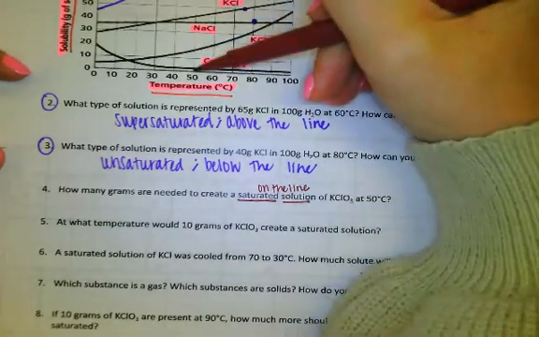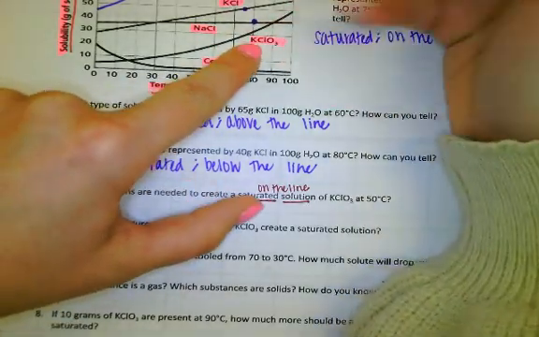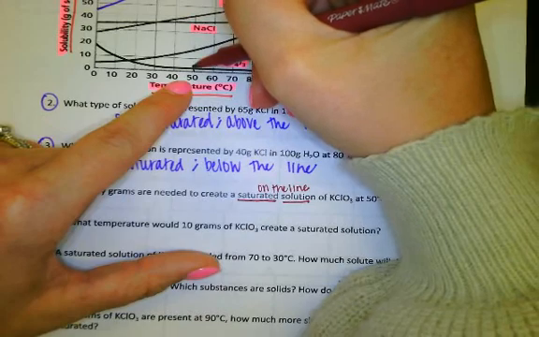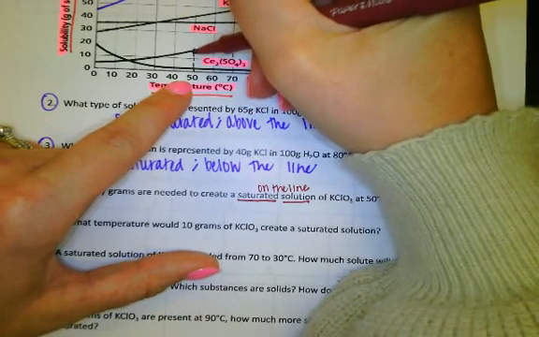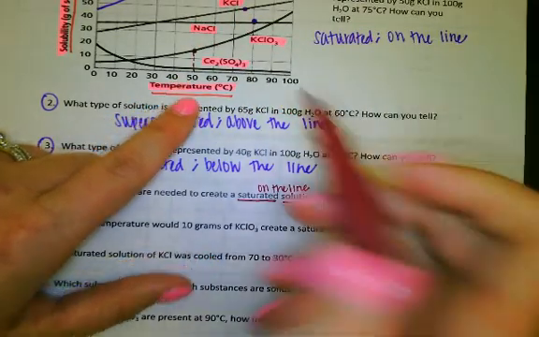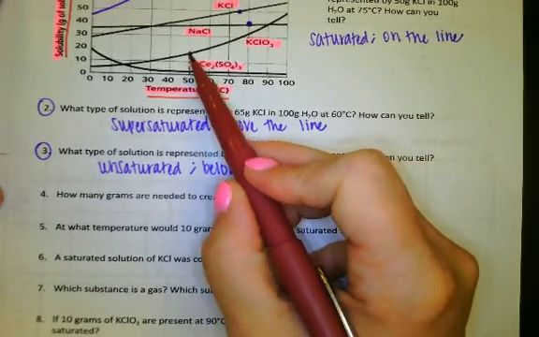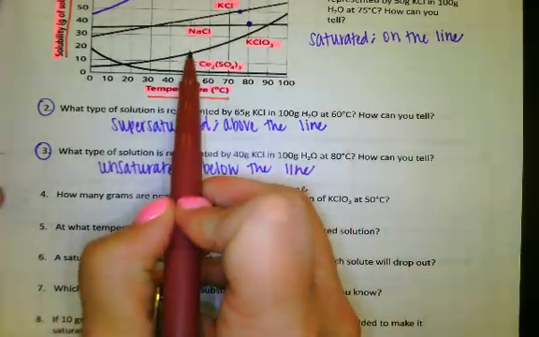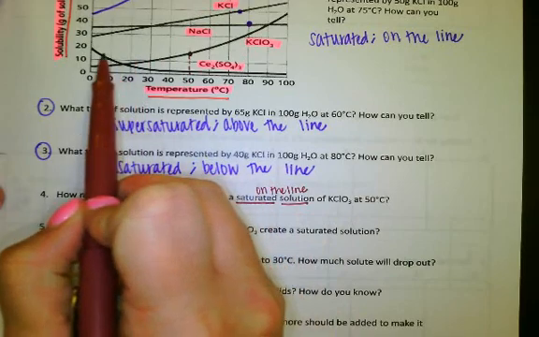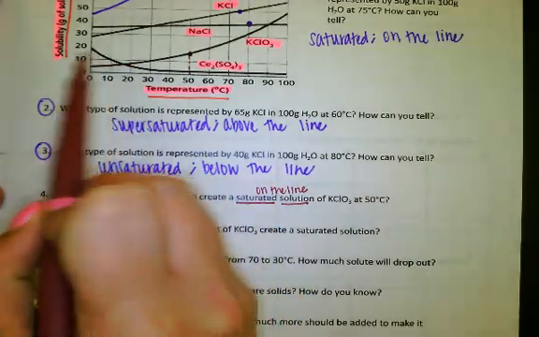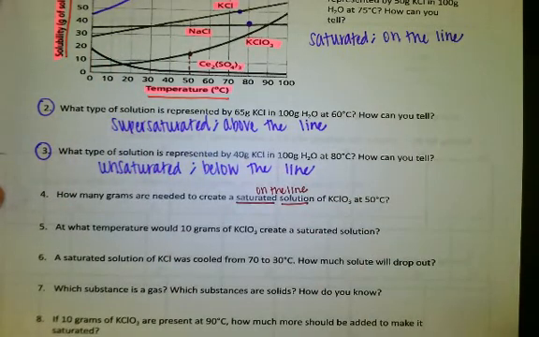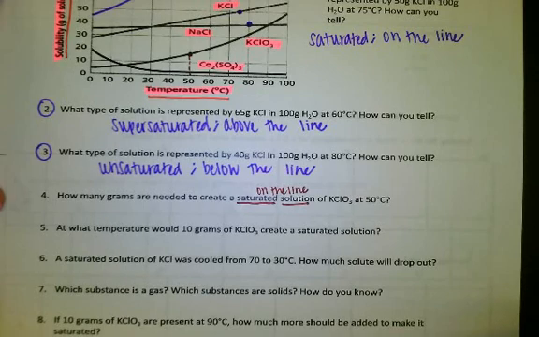So I'm going to go to 50 degrees Celsius, and I have to find KClO3. So I'm going to take my line all the way up to right here because I want it to be saturated. So I'm on my line of KClO3. I then have to just work my way over to see how many grams that is. So how many grams do you think this would be? Because it's not directly in the middle.